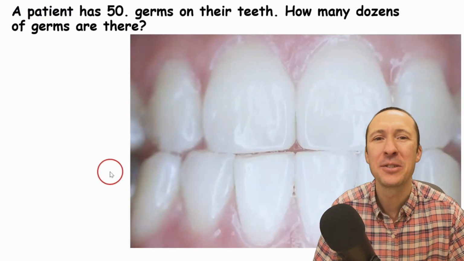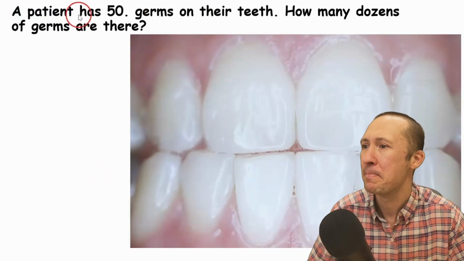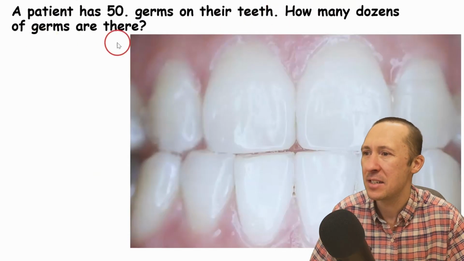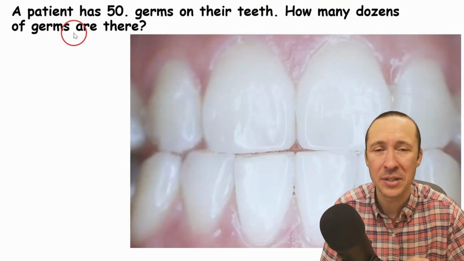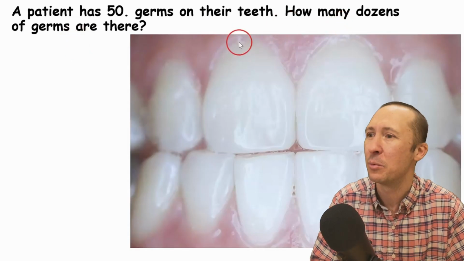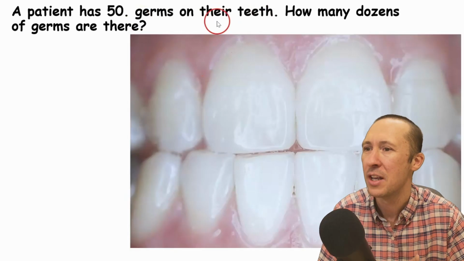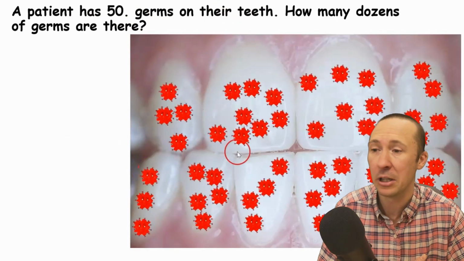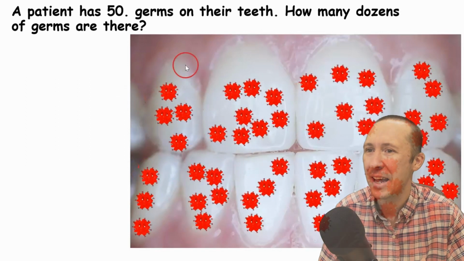Anyways, let's do some examples. So a patient has 50 germs in their teeth. How many dozens of germs are there? Rather than using a mole, we'll start with something very common, the dozen. We'll count how many dozens of germs there are on this patient's teeth. Looks pretty clean, but actually there's a lot of germs. And we'll say how many dozens.